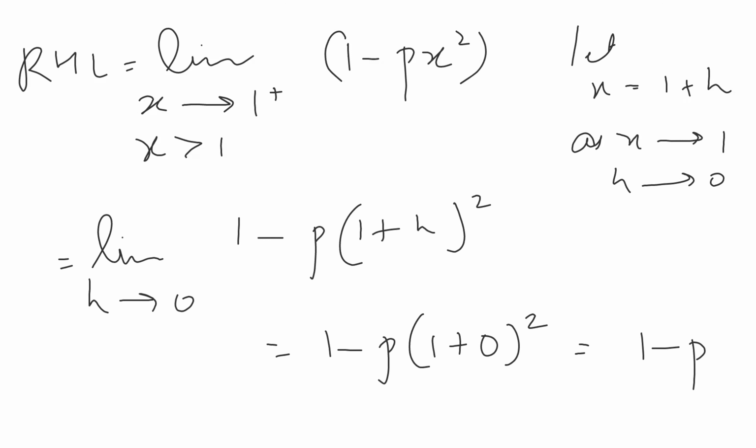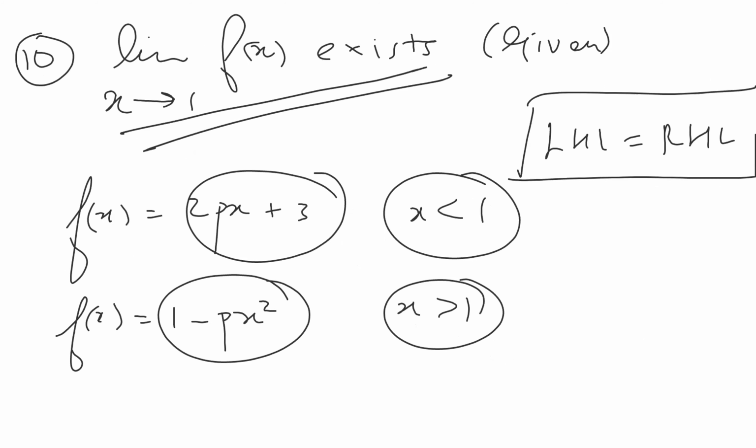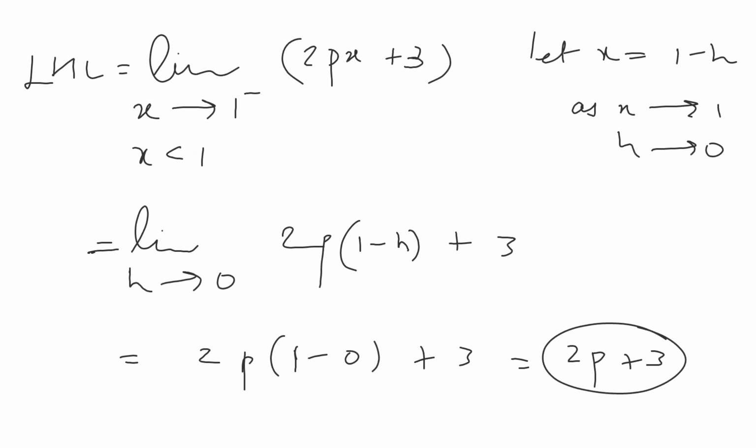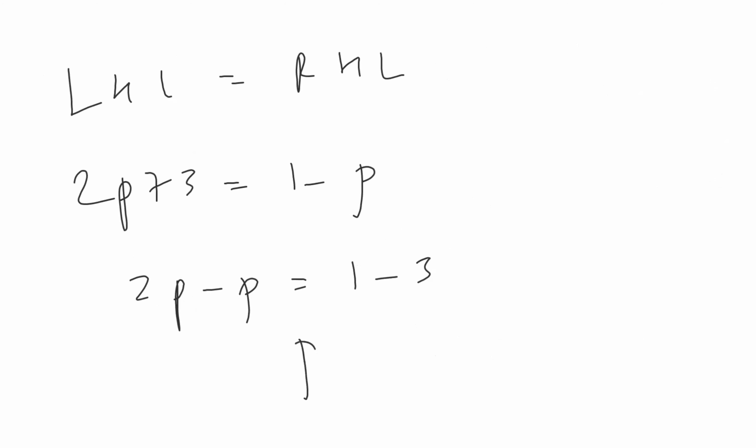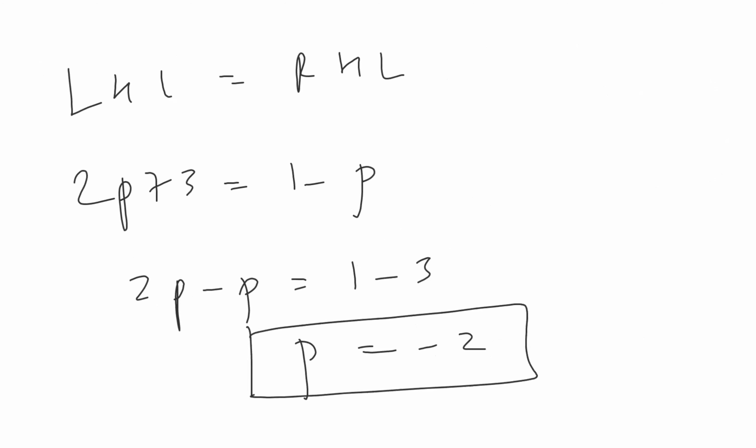Now since we know LHL equal to RHL, we did not prove this, it is given. The limit is existing, so LHL will be equal to RHL. So 2p plus 3 equal to 1 minus p. So 2p minus p is equal to 1 minus 3, p equal to minus 2.